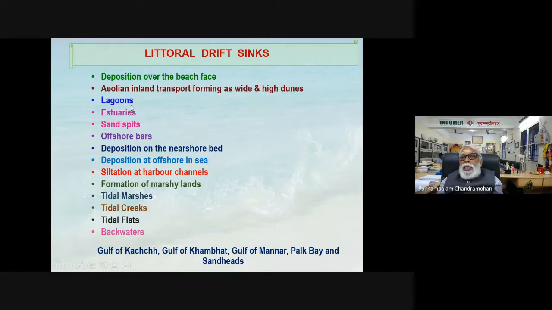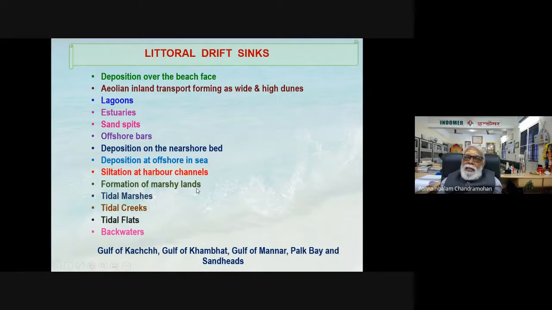Also, some of the sand gets deposited in the lagoons and river estuaries, and the sand spit I told you about, and offshore bars like Wheeler Island and all. And the nearshore bed, I told you Balasore, we have a very shallow bed where it deposits. And offshore, you'll have offshore islands where it gets deposited. And if you have harbors, the entrance channel will have deposition, and people do maintenance dredging, every day 500,000, 1 million like that. Those sediments are brought by the littoral drift and get deposited in the entrance channel. So that is one of the sinks.